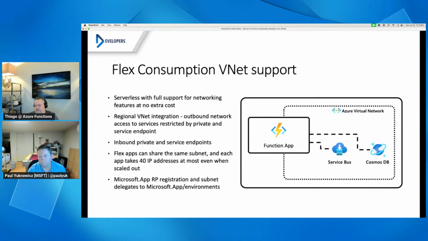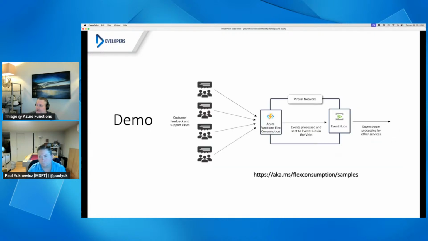And the final note is the resource provider, Microsoft.App, is required for Flex Consumption to work with VNet integration. It's just a note that we have here, and it's in the documentation as well.